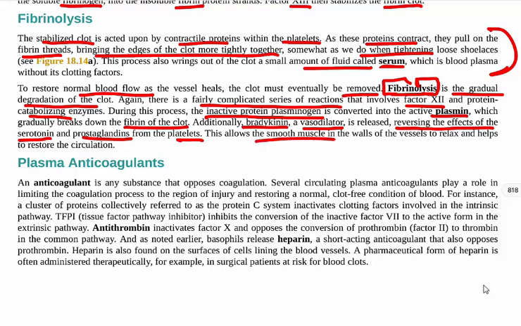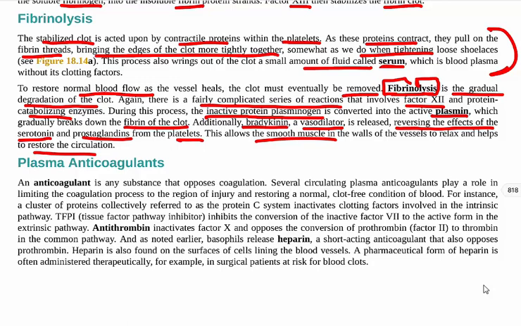So this allows the smooth muscle in the walls of the blood vessels to relax and helps to restore the circulation. So we have our inactive plasminogen converted to plasmin. That breaks down the fibrin. We have bradykinin, which is released. Then it's going to reverse serotonin and prostaglandins and allows those blood vessels to relax and open up and increase the blood flow.